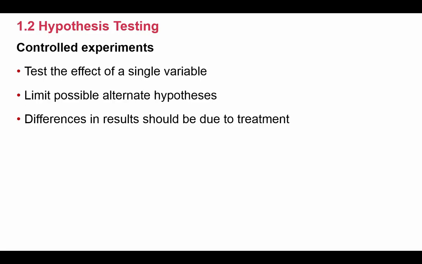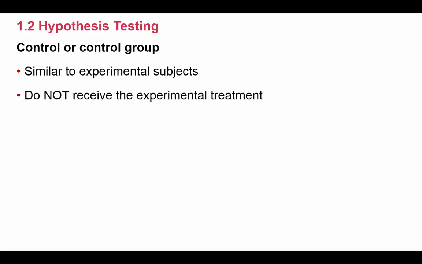And the differences in the result should be due to the treatment, whether they were exposed to the independent variable or not. That's what should cause your differences in your groups. Now, when you're setting up your groups, your control group should be similar to your experimental group. The only difference is they do not receive the experimental treatment. They are not exposed to the independent variable, to the experimental variable. Okay? So they're there just to compare to.